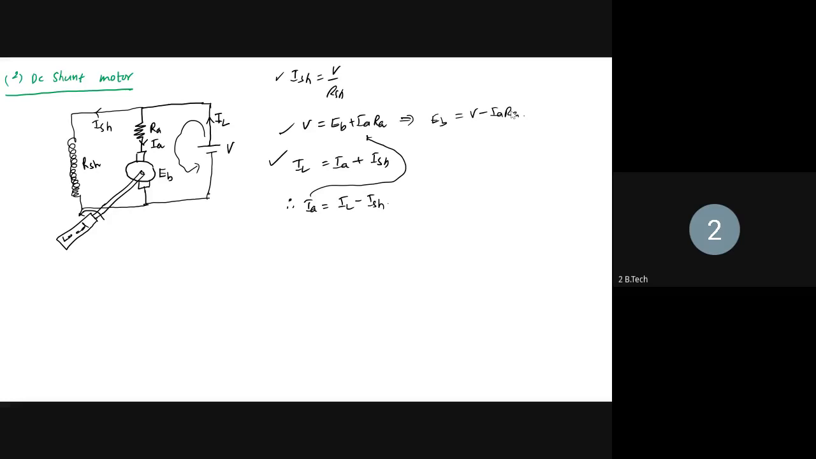And for any variation in the load, the load current will vary and the armature current will vary, but not the shunt field current. Therefore, a DC shunt motor is called a constant flux machine, constant flux motor.